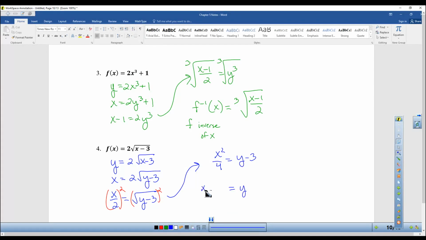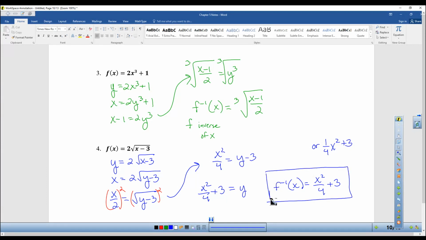Y is equal to x squared over 4 plus 3, which our final answer would be f inverse is equal to x squared over 4 plus 3. Or you may like to write it as 1/4 x squared. Really knowing that 1/4 is the same as over 4 really trips people up. So I'm going to point it out as often as possible.